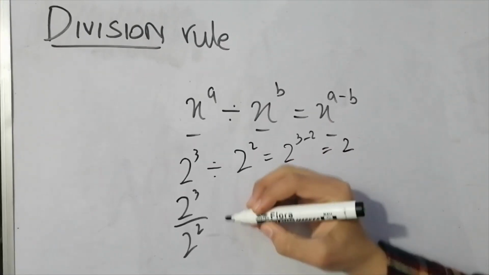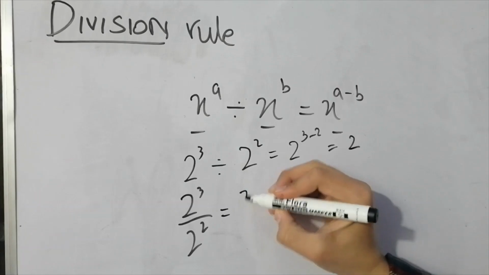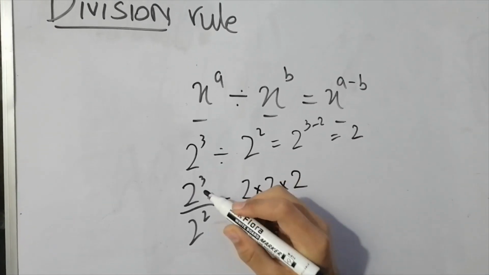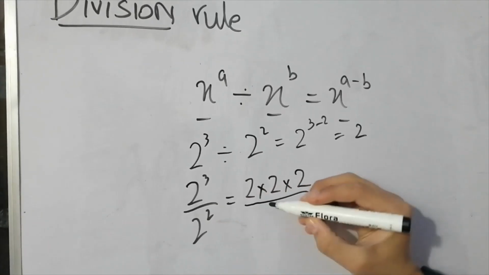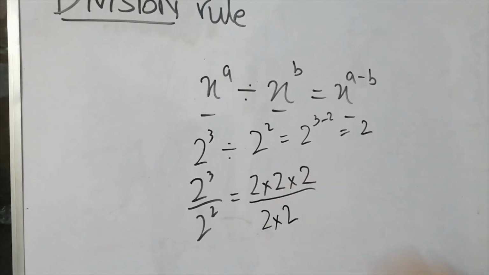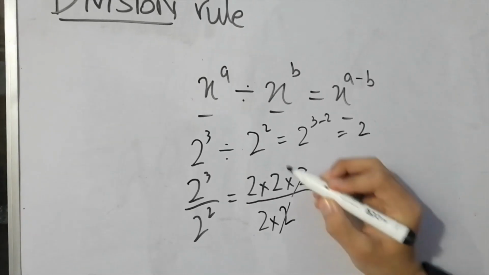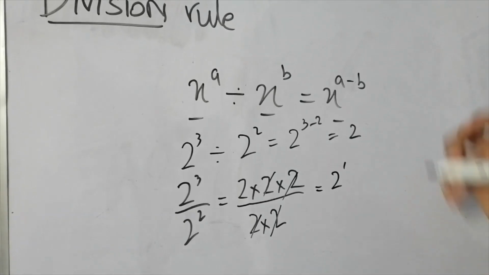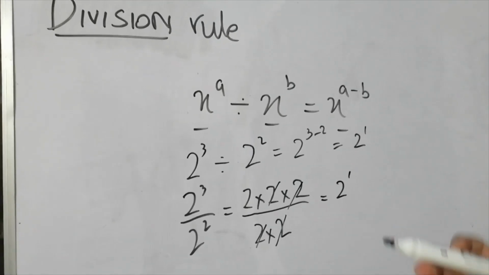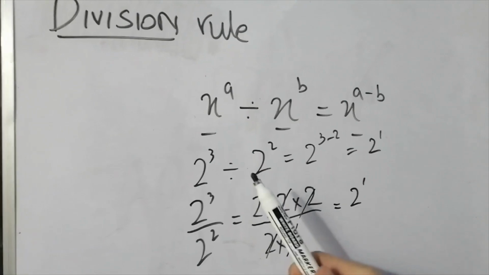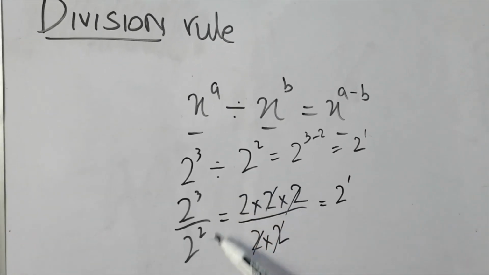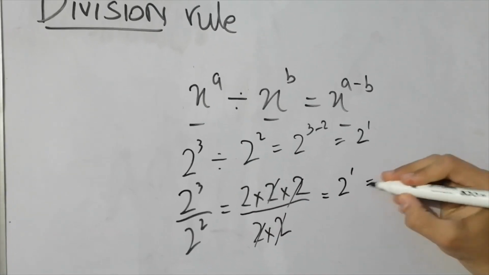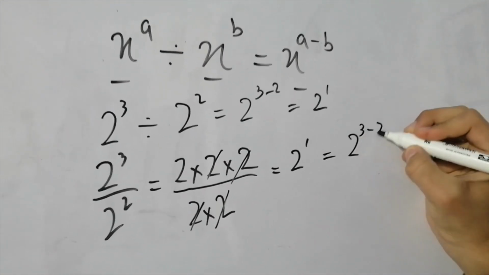Now to prove this, let's write it out, which is 2 into 2 into 2, which is three 2's because it's 2 cubed, over 2 into 2 because it's 2 squared. When we cancel out the 2's, we're left with one 2, which is basically 2 power 1. So instead of doing all these steps, we can easily assume that 2 power 3 divided by 2 power 2 is basically 2 power 3 minus 2.